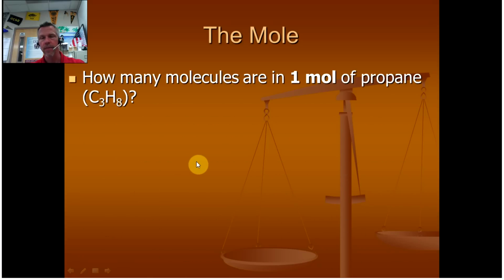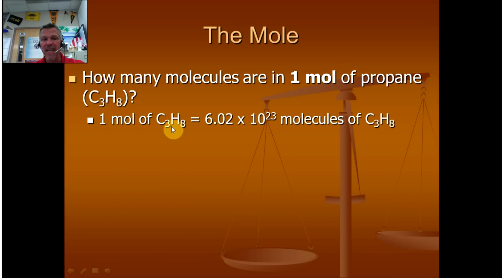Well, how do we use that? All right, here's how. We can now ask questions like, how many molecules are in 1 mole of a substance like propane? If you know that you have 1 mole, we can now tell how many molecules are in there, because a mole is 6.02 times 10 to the 23rd things, whatever you're counting. In this case, molecules of propane.